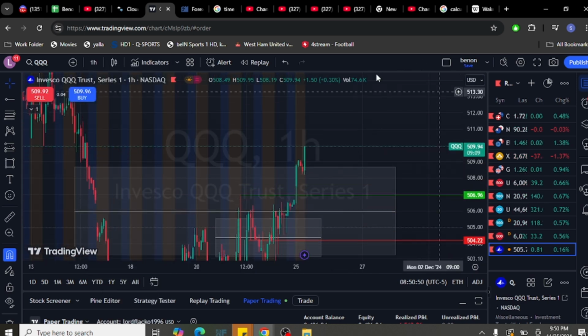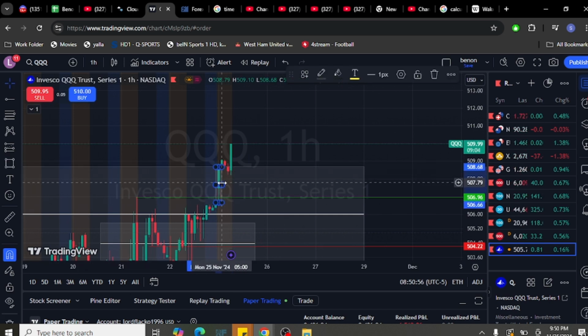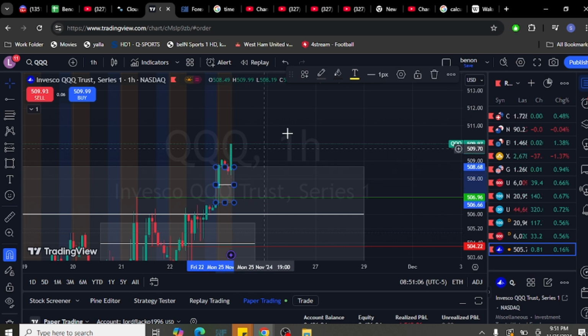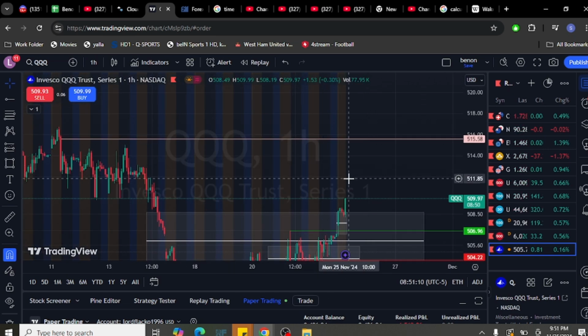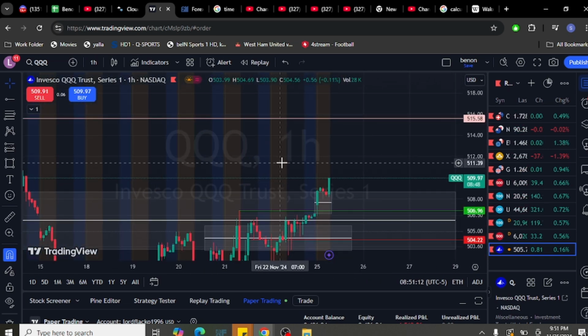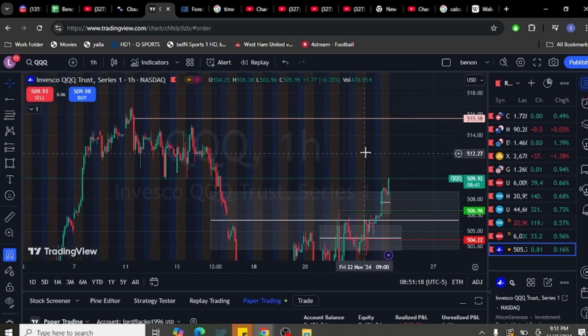Now the problem will be where to enter, because if you look here, we already tested this low. 7 a.m. being our opening, New York. So I'll be looking for continuation, if anything. So this would be looking for a continuation instead.